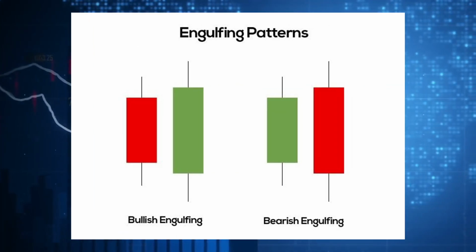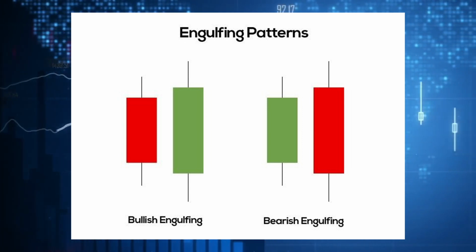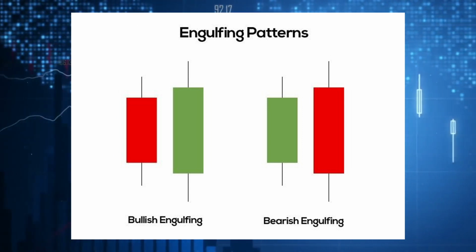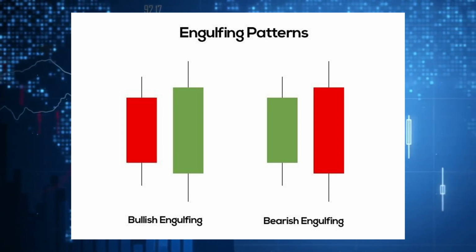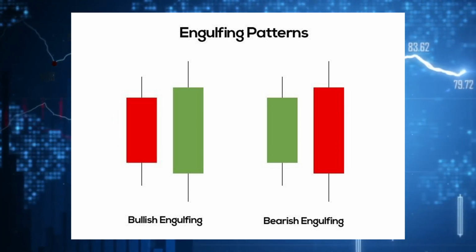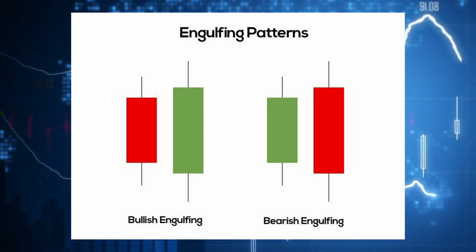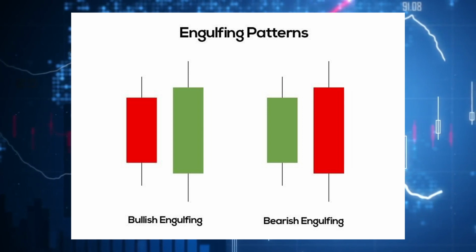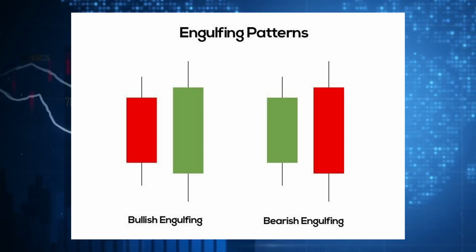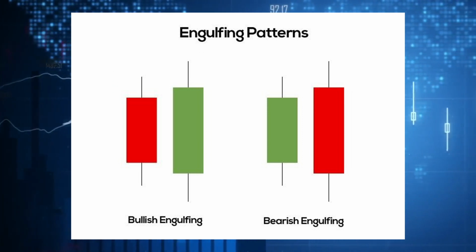This is an example of an engulfing candlestick, and as the name suggests, the second candle engulfs the previous candlestick. Now, the price doesn't need to close above or below the entire range of the previous candle, but if it does, it's better. The price just needs to close above or below the body of the previous candle in order for it to be counted as an engulfing candle.